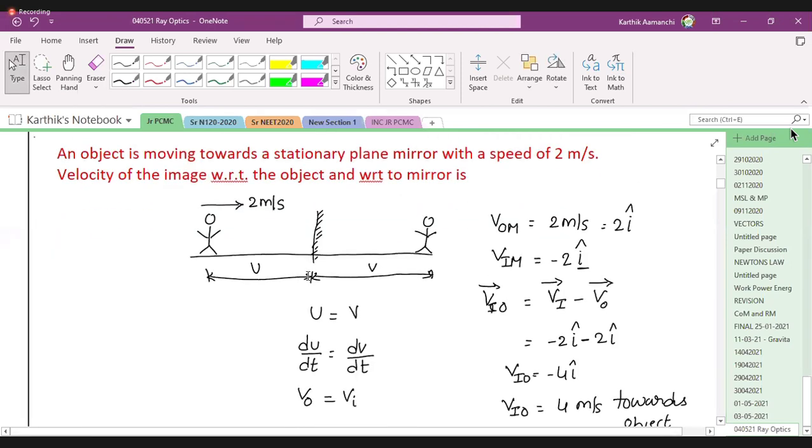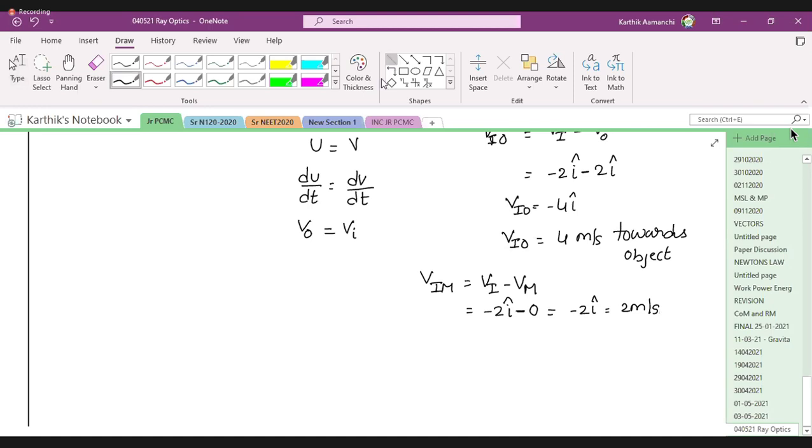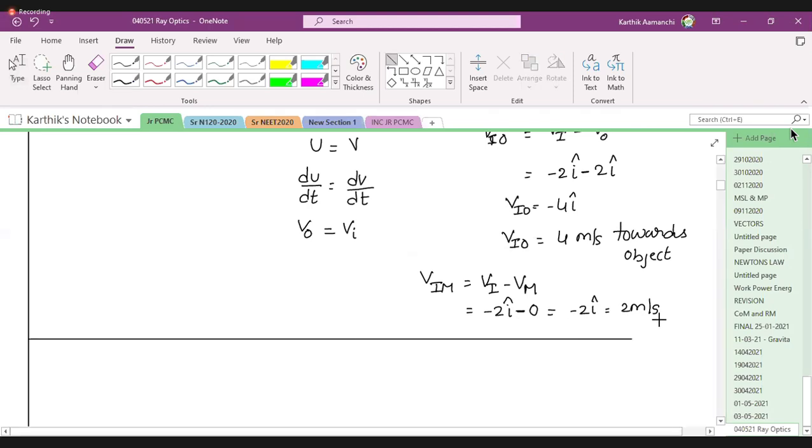Two bodies moving in opposite directions with respect to each other: relative velocity is subtraction of velocities, so you have to add the magnitudes. Clear? I think you can do it if mirror velocity is given, right?